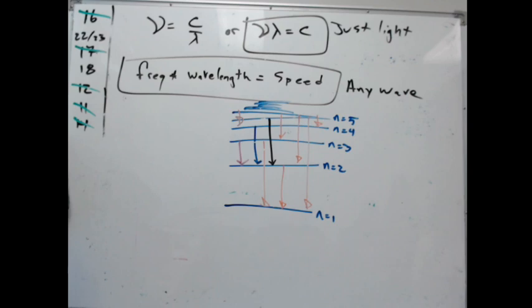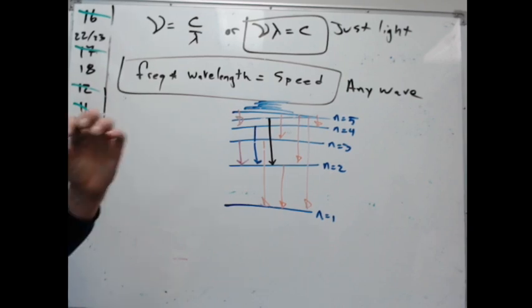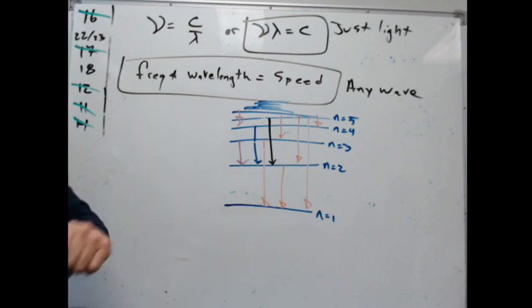I'm sorry, I'm forgetting. Which gas was this? Was this hydrogen or mercury? Hydrogen. Okay. Hydrogen is the only one that really works this simply, because it's one proton, one electron. Everything else gets a lot more complicated real fast.